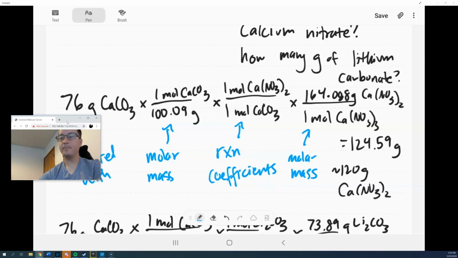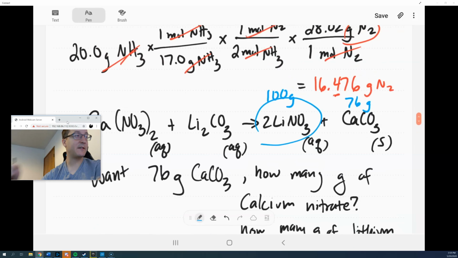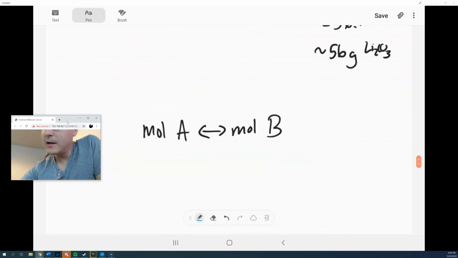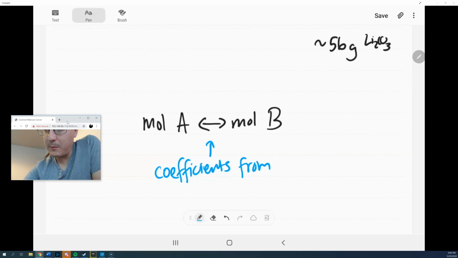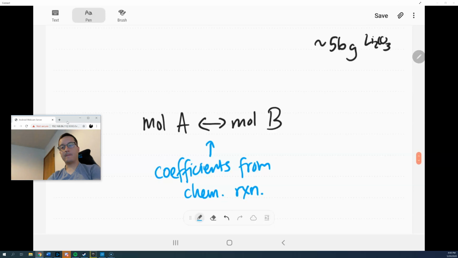Okay, because the numbers have to equal each other. Okay, so we'll keep going. Okay, so this is all we are adding in today. And this is going to be the coefficients from your chemical reaction. This is the only way we are able to convert from moles of one substance to moles of another substance.